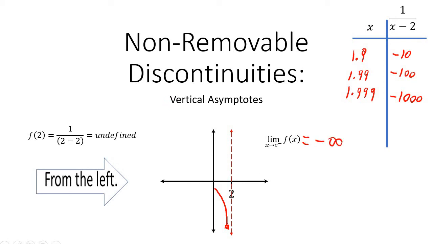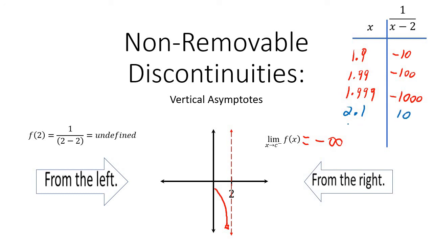I also want to approach from the right-hand side. So let's plug in numbers on the right-hand side of 2 and get progressively closer to 2. I'm plugging in numbers like maybe 2.1. 2.1 is bigger than 2, but very close to it. 2.1 minus 2 is positive 0.1, and 1 over positive 0.1 is 10. And if I plug in 2.01, which is still a little closer to 2 than 2.1 but still on the right side, I'm going to get 100.